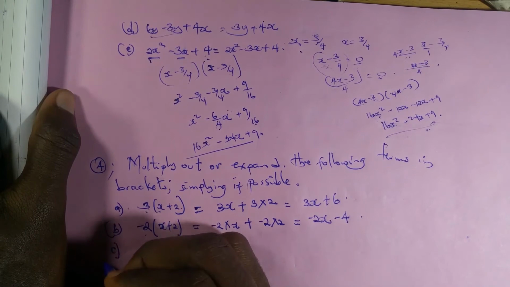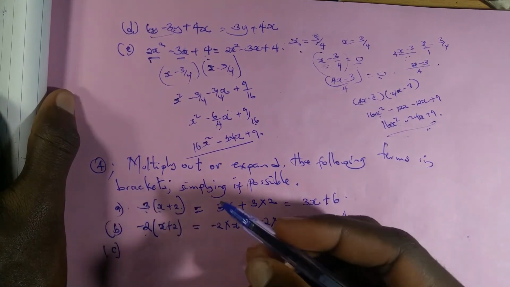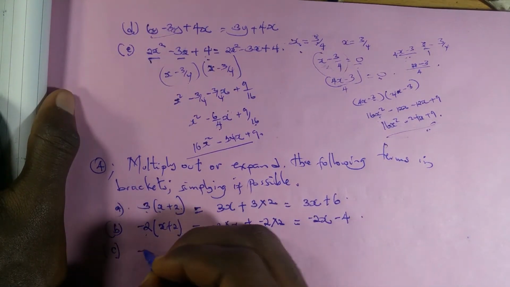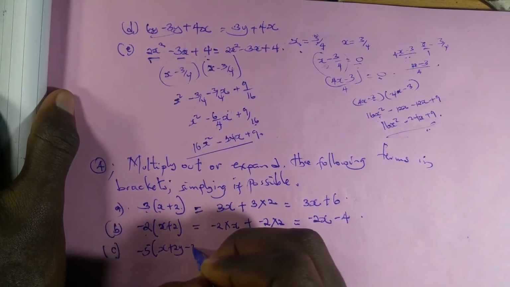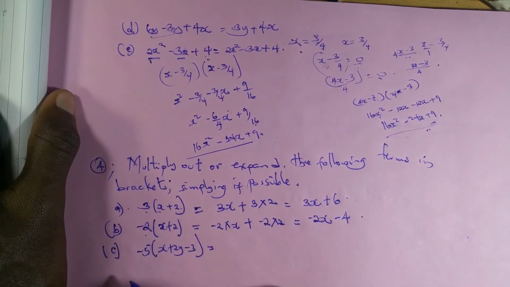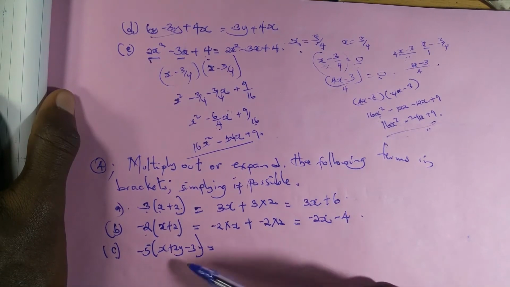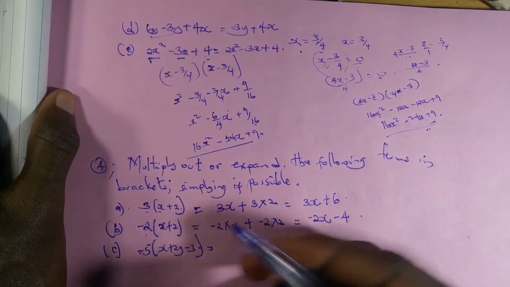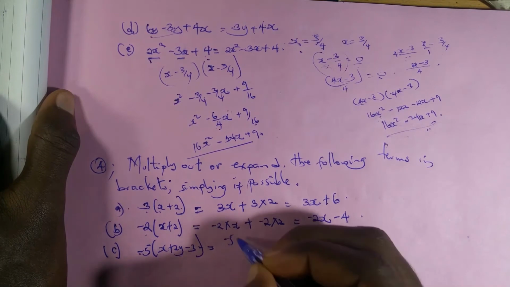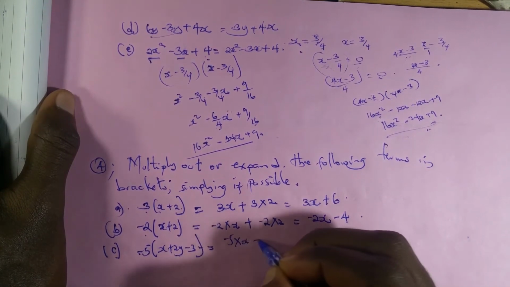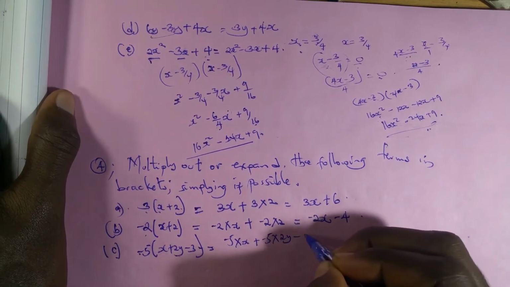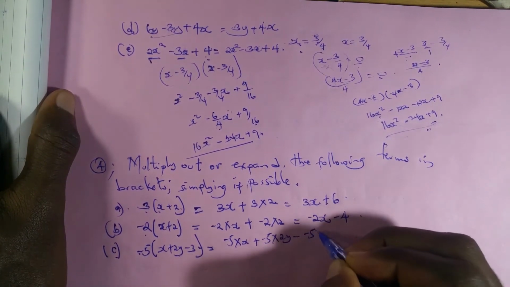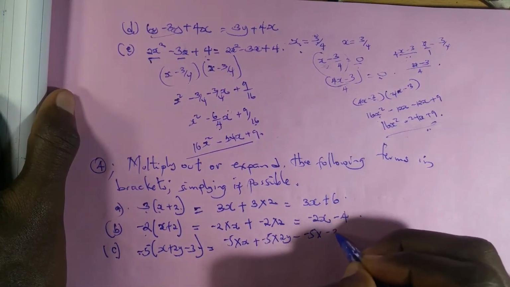Then we go to c. C will be negative 5 into x plus 2y minus 3. For this case, you observe we have 3 terms inside the bracket, so the term outside will still multiply all of them. So negative 5 times x plus negative 5 times 2y minus negative 5 times negative 3.